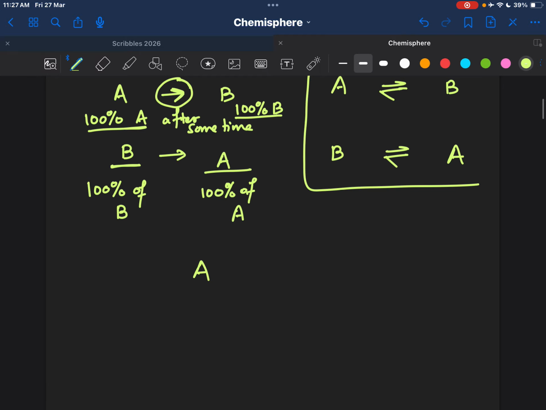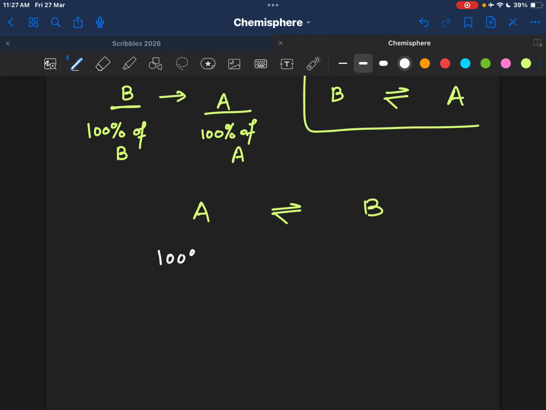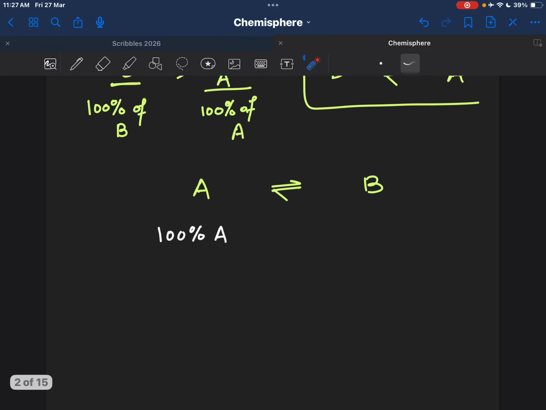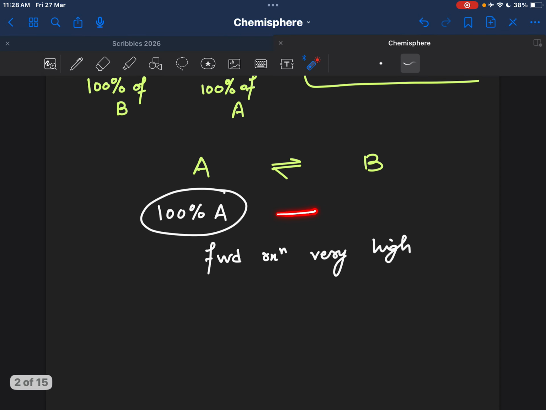But there is a huge difference in these two cases. When I write A reversible reaction to form B, this also means that we are starting with 100% of A. There is no doubt about it. When you have a huge concentration of A, the forward reaction will be very high initially, because we have all of them as A. So after some time, slowly the amount of B is going to increase, because the forward reaction is happening.